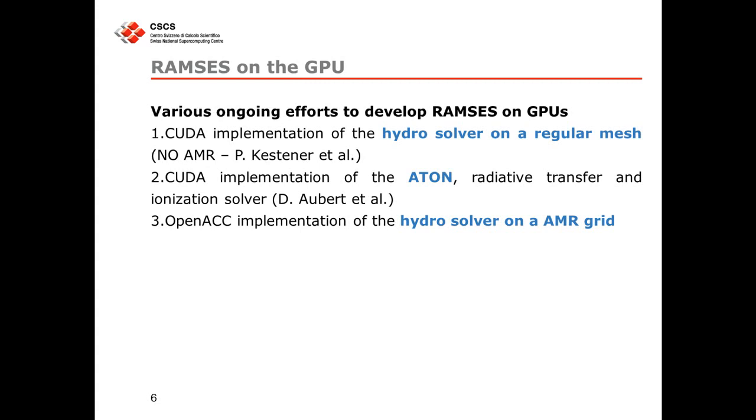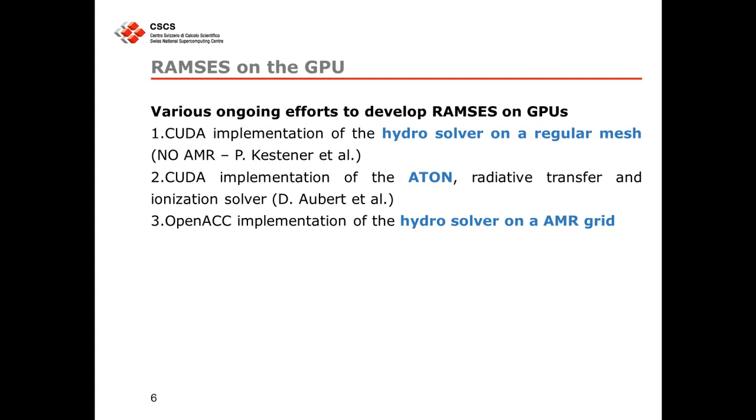So there are various attempts to move Ramses, or parts of Ramses, to the GPU. There is a first experience made by French people of SIA that was the porting of the full hydro solver using CUDA on the GPU, but switching off the adaptive mesh refinement, so they can solve on a regular homogeneous mesh. This proved to give very good results, and the speed up that you can obtain on the GPU is very good.